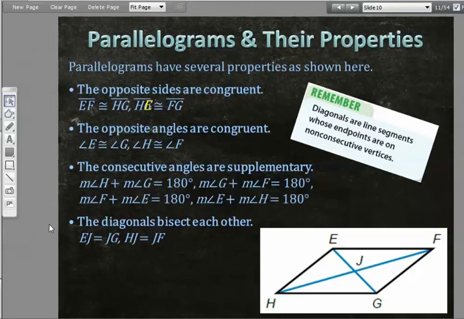Okay, the next one says that diagonals bisect each other. And I put this up here. It says diagonals are line segments whose endpoints are on non-consecutive vertices. Pretty much on a parallelogram, non-consecutive means opposite. So the diagonals bisect each other. So you got right here that EJ is congruent to JG, and HJ is going to be congruent to JF because they bisect each other.